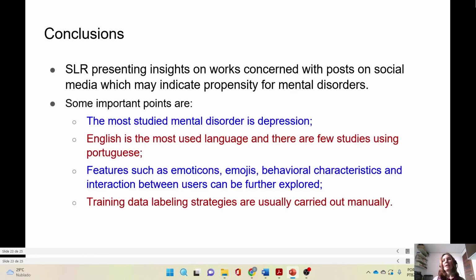As conclusions, we can see that our systematic literature review presents insights on works concerned with posts on social media, which may indicate propensity for mental disorders. Some important points we have observed are: the most studied mental disorder is depression. English is the most used language, and there are few studies using Portuguese. Features such as emoticons, emojis, behavioral characteristics, and interaction between users can be further explored. And the training data labeling strategies are usually carried out manually.